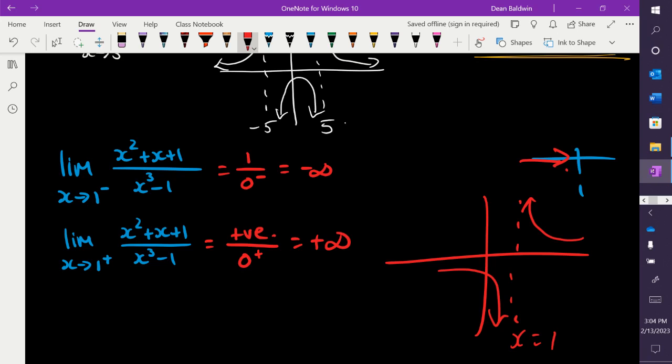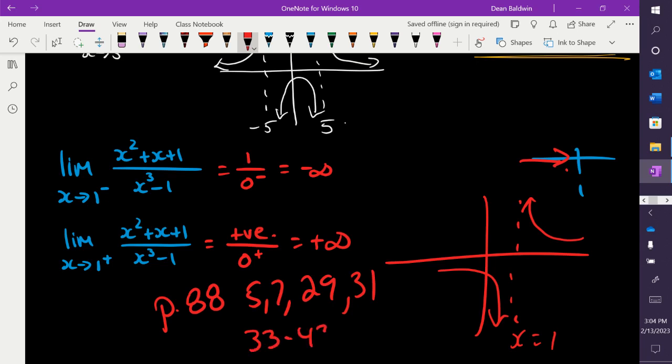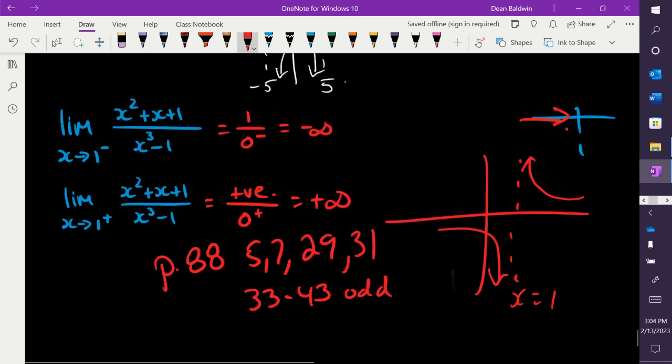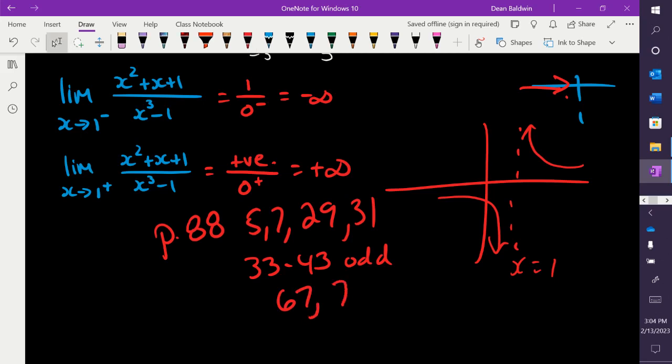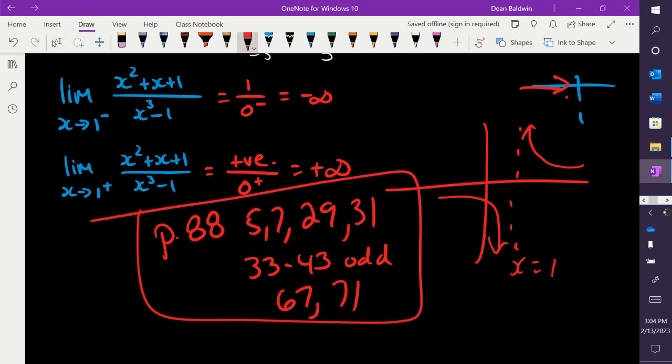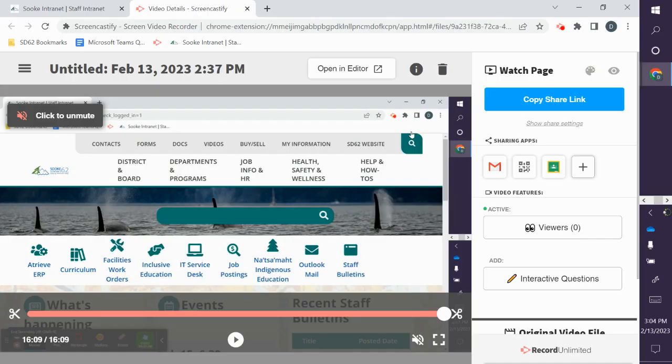Okay. Page 88, 5, 7, 29, 31, 33 to 43, odd, 65 to 71. They're just one-sided limits, people. Test is on, what did I say, test? Thursday.